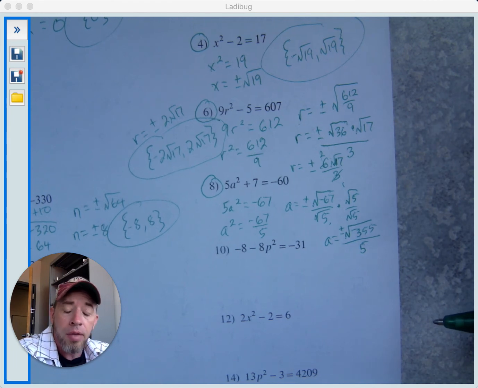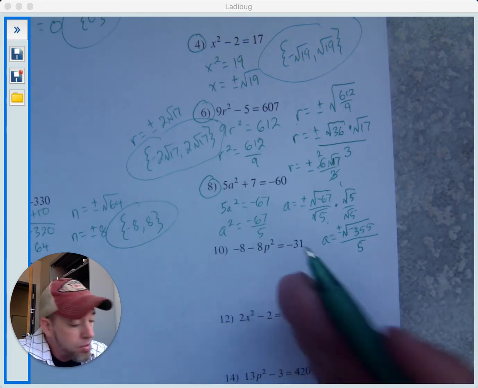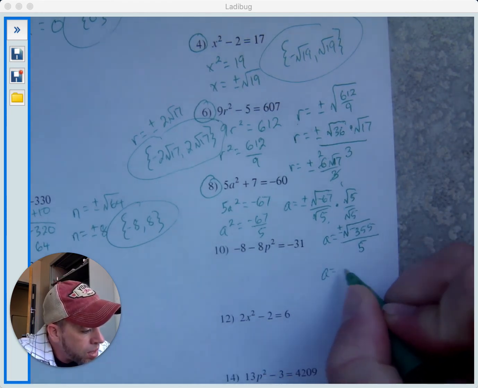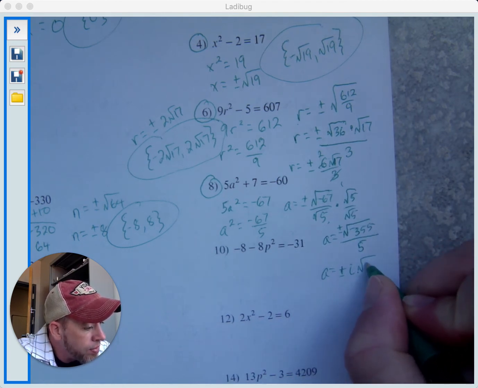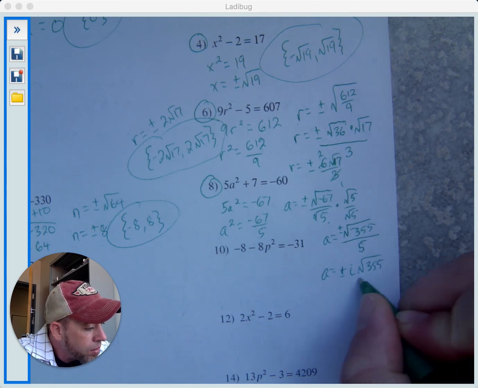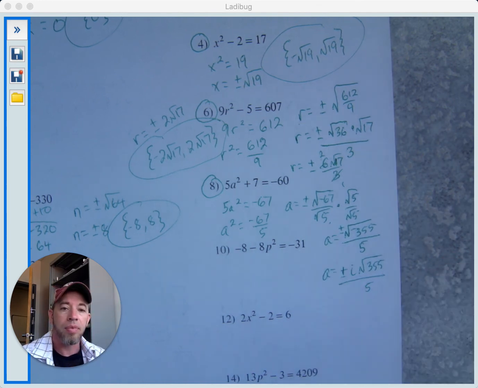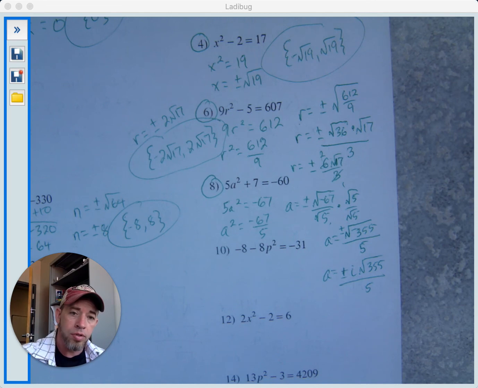If you have a square root of a negative, you can pull an i out and make it the square root of a positive. So a is equal to plus or minus i times the square root of 335 all over 5. Those are your two solutions then. Okay.